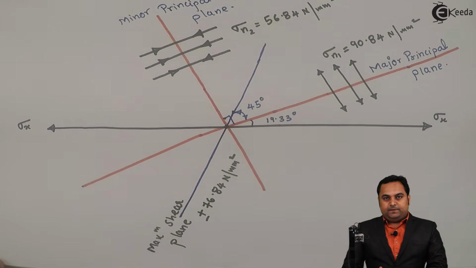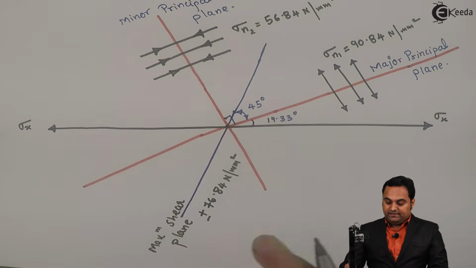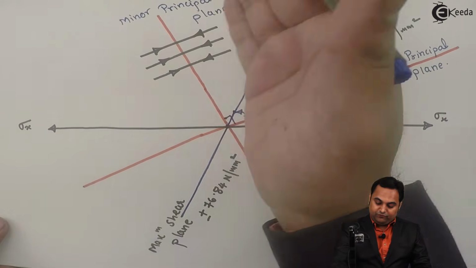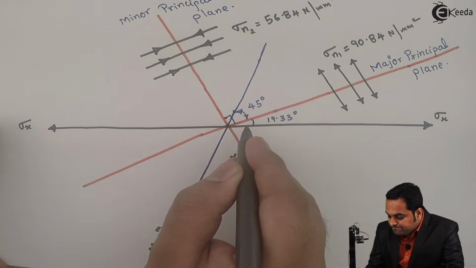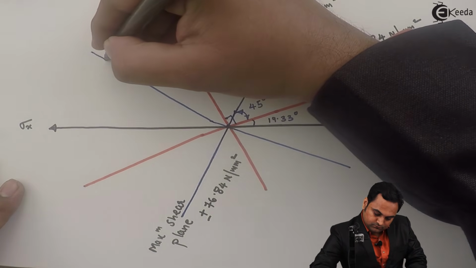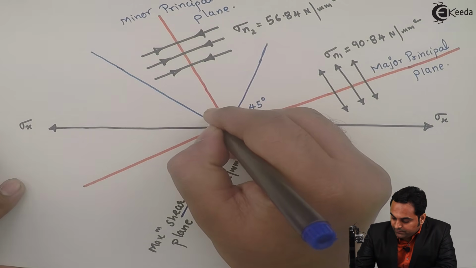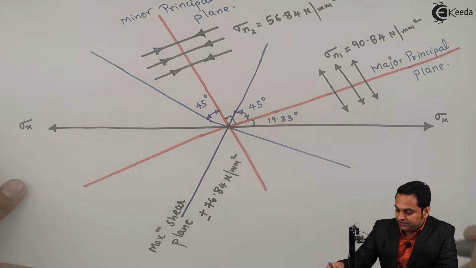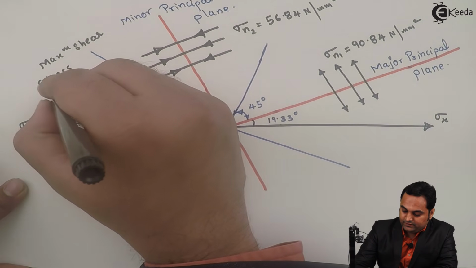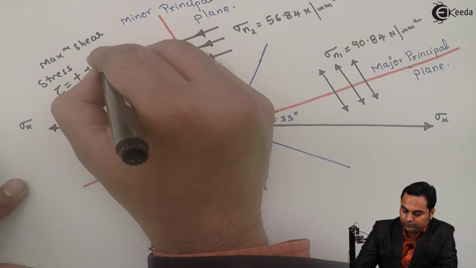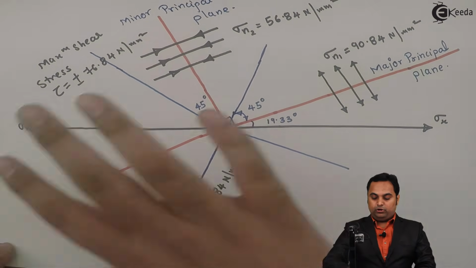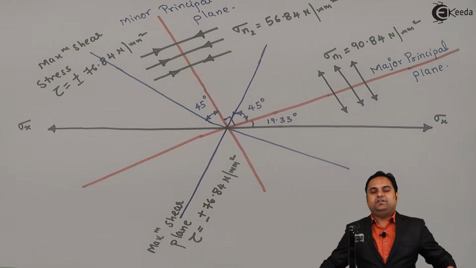Next, there is another plane of maximum shear inclined at 45 degree to the minor principal plane. So here I have the minor principal plane, and inclined at 45 degree to it there is another plane of maximum shear stress, and it has a value of tau plus or minus 76.84 Newton per mm square. So here, with the location of all the principal stresses and shear stresses, we can say that the problem has been completed.